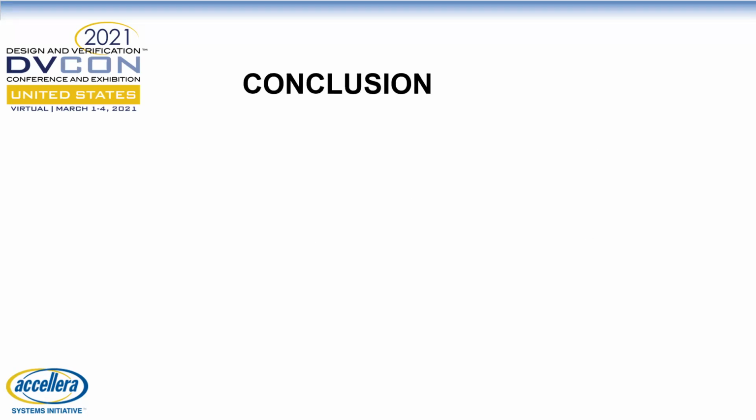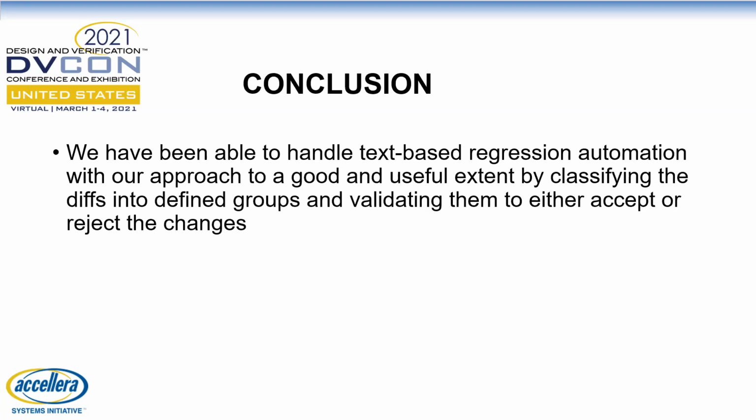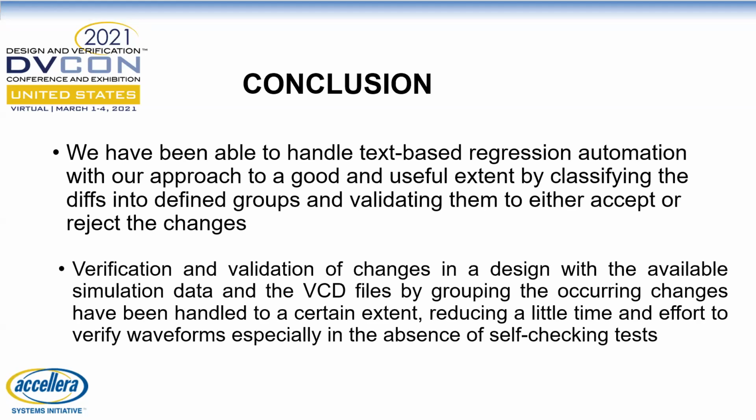Coming to the conclusion with both the experiments, we have been able to handle text-based regression automation with our approach to a good and useful extent by classifying the diffs into defined groups and validating them to either accept or reject the changes. Verifying and validating changes in design with the available simulation data and the VCD files by grouping the occurring changes have been handled to a certain extent, reducing a little time effort to verify waveforms, especially where there are no self-checking tests.